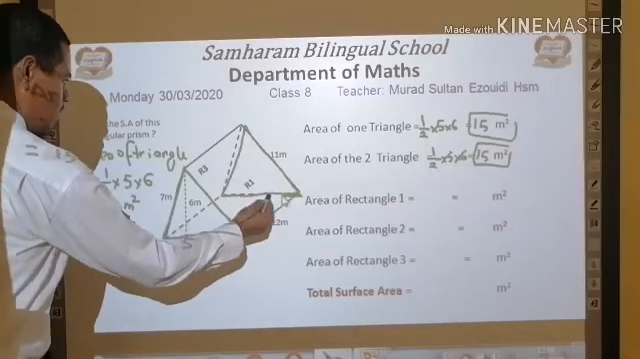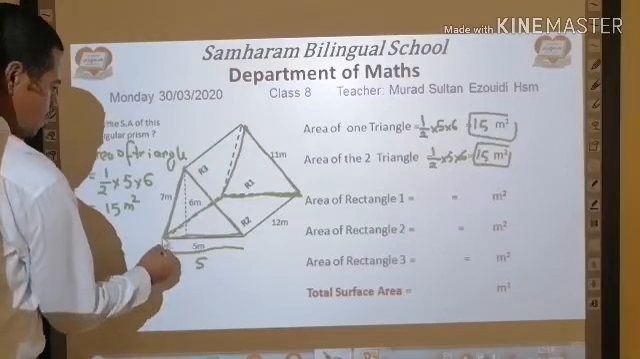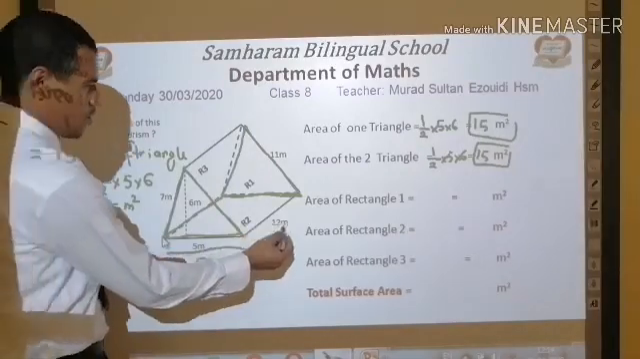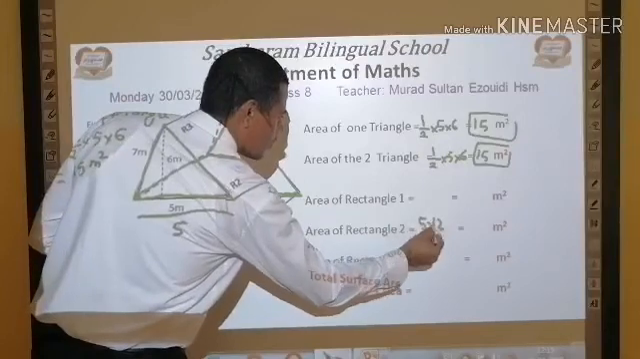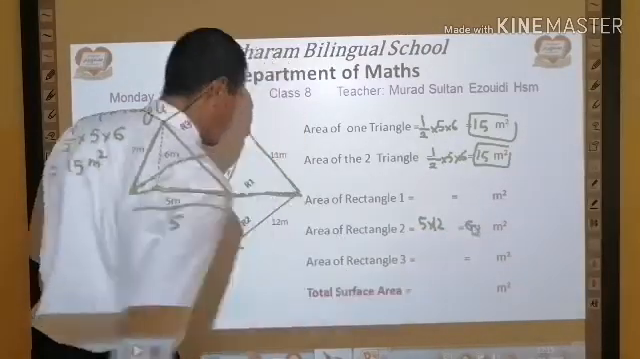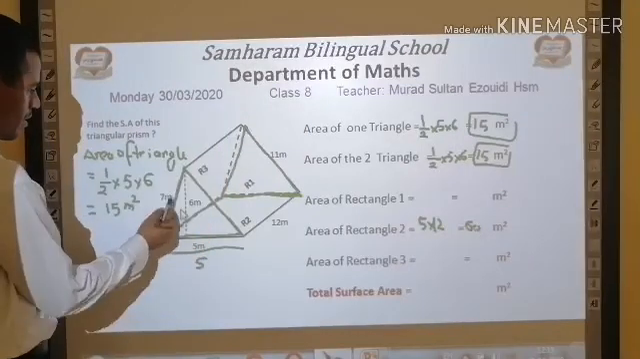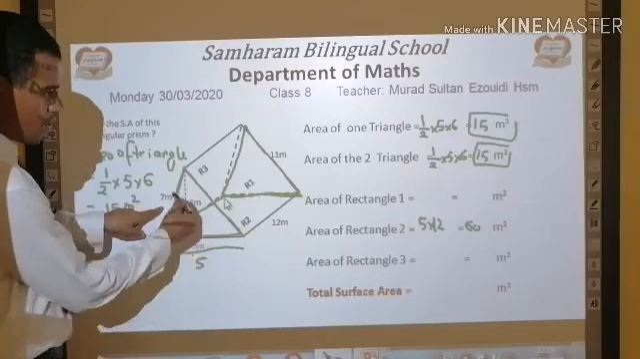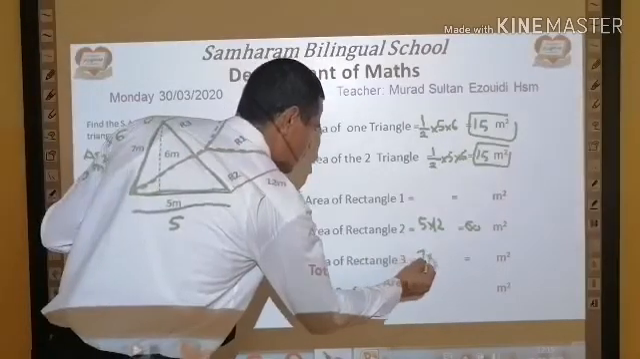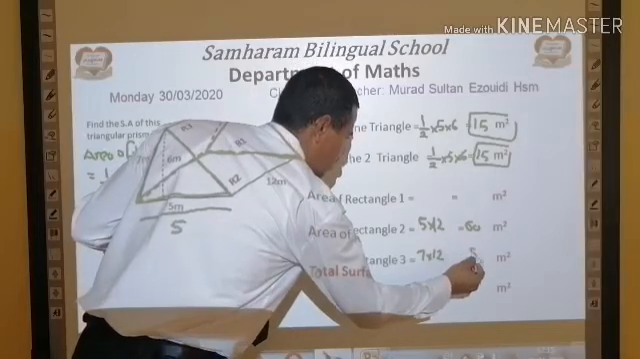This one, we have 1. Okay. This is rectangle 2. It will be 5 multiplied by 12. Okay, 5 by 12, it will be 60. Okay, 60 meters. Then the next one will be 7 multiplied by 12. 7 multiplied by 12 is 84.